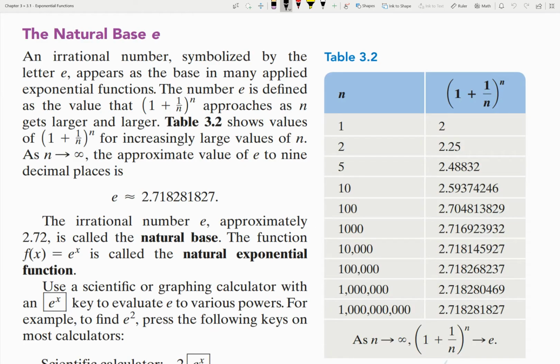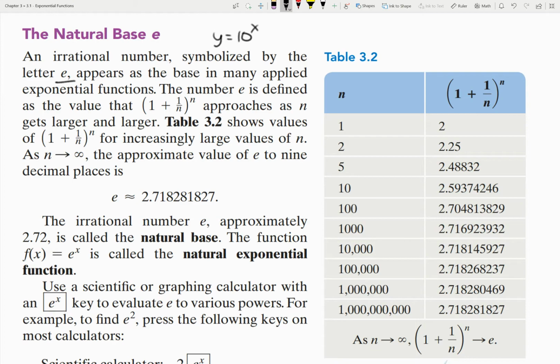Okay, so in our number system, the most common base for an exponential function is 10 because it should make sense. Every digit in our number system is a power of 10, so that is really the most common base that we have. However, there's an irrational number symbolized by the letter e that appears in many applied exponential functions, stuff that models growth or decay that is always happening.